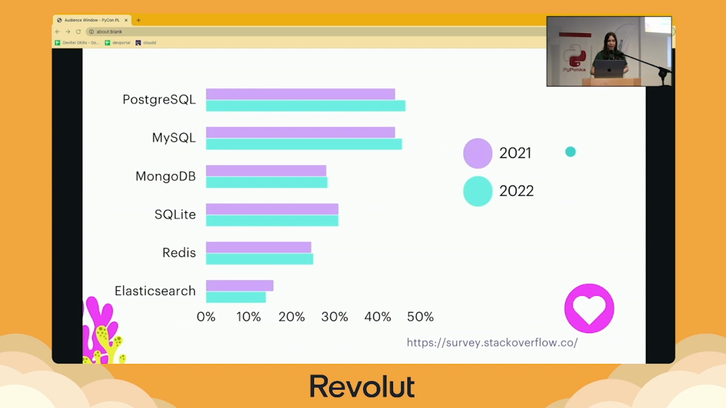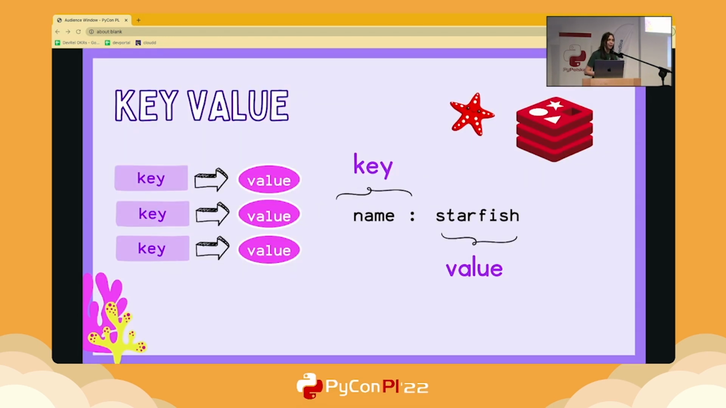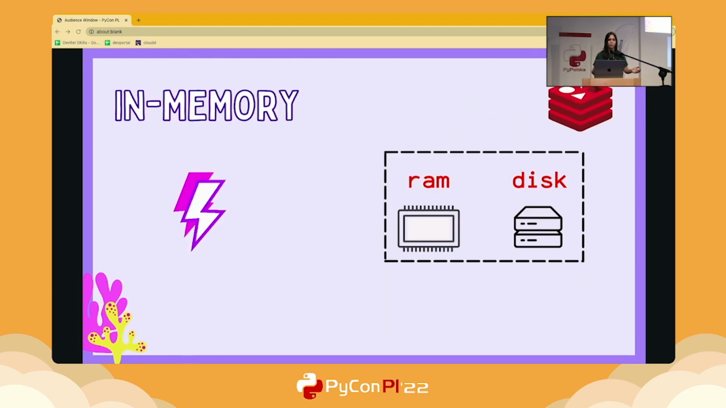Now that we saw some of those databases, I will go over some of the paradigms of databases. The first one is key value. If you're a Python developer and you have used dictionaries, which you probably did, key value databases are a bit like Python dictionaries. You have a key and you have a value. It's as simple as that. But the cool thing about this database is that one example is the Redis database. The nice thing is that they are really fast. And you may wonder why.